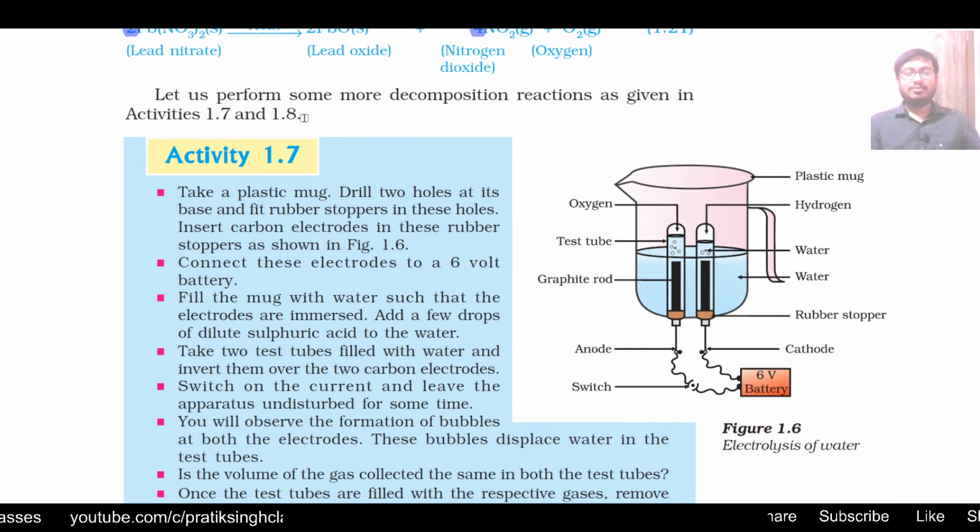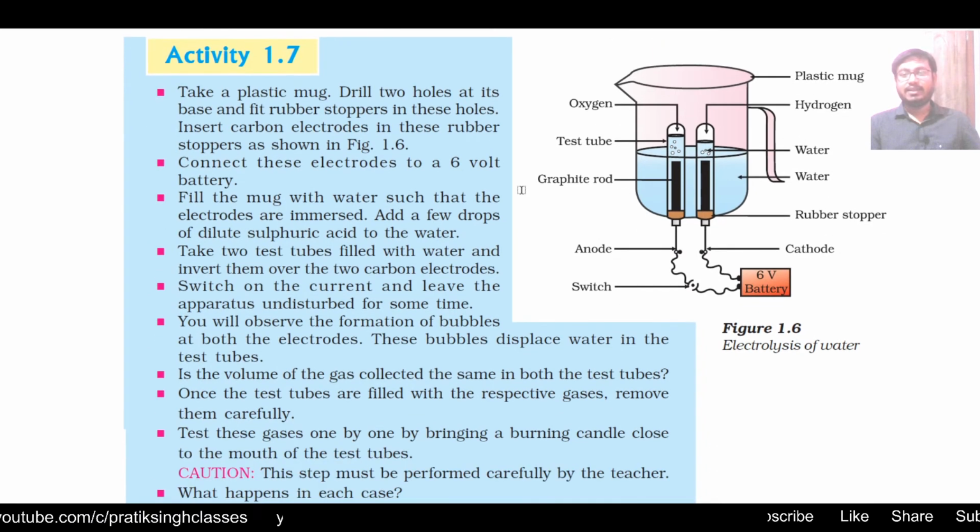Fine, let us perform some more decomposition reactions as given in activity 1.7 and 1.8. Electrolysis of water, it is very interesting to see. I also have done this when I was of your age. What we do here is given in this activity. As given in this figure, what are the things needed? A 6-volt battery, a switch, then 2 electrodes, graphite rods, water, a test tube, and a plastic mug. Because of this reaction, water will decompose into hydrogen and oxygen gas.